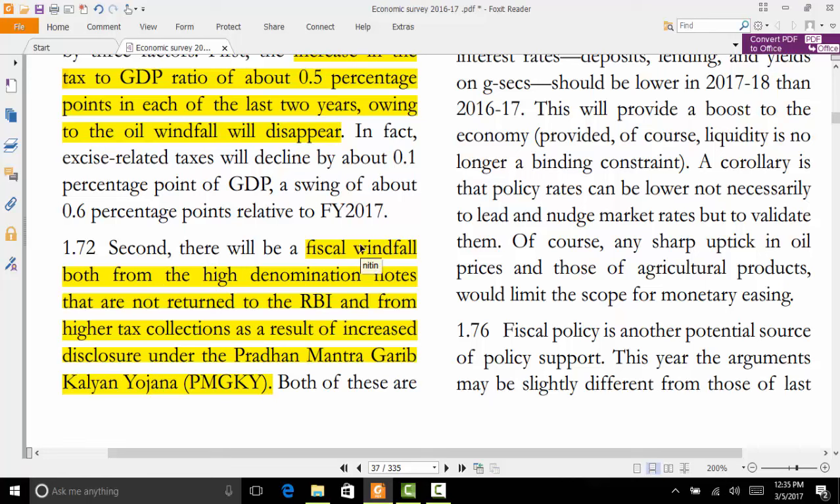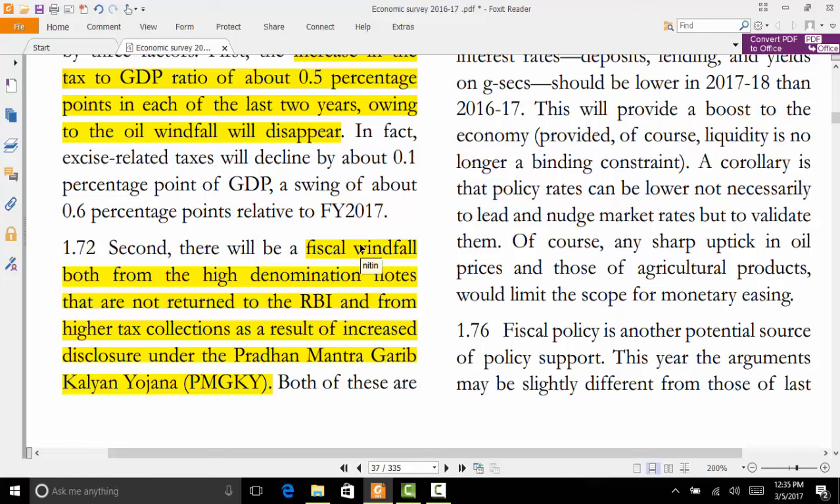Fiscal windfall means more revenue to the government. How can government get more revenue? One of the points they've given is that because of this, high denomination notes are not returned to RBI. You have to explain this.